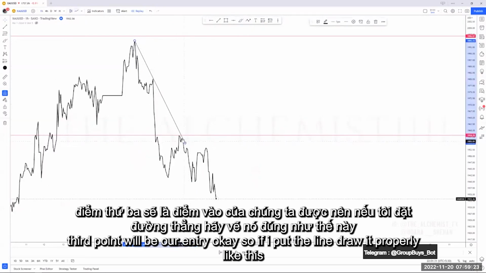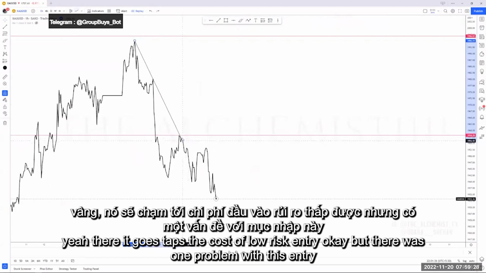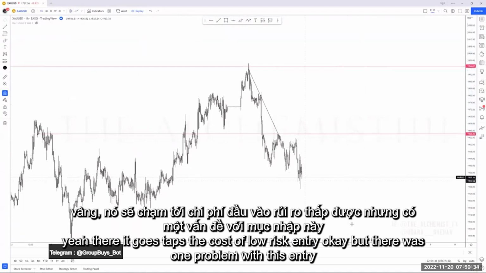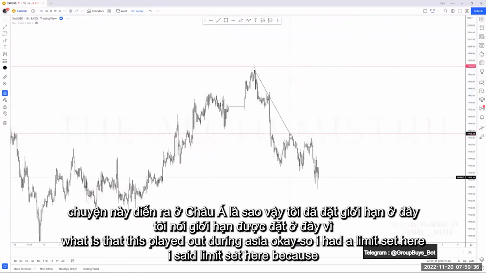Okay, so if I draw the line properly, like this. Yeah, there it goes. Taps. There comes the low risk entry. Okay, but there was one problem with this entry. What is that? This played out during Asia.